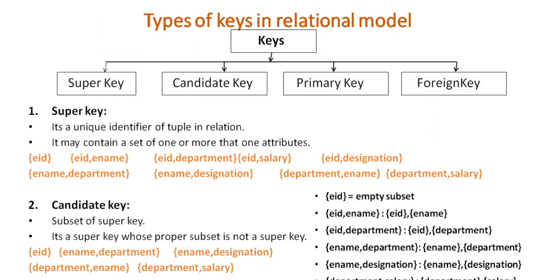Now if you look at the candidate keys in this slide, we need to select a primary key from these candidate keys. So we have a total of 5 candidate keys. Employee ID is a candidate key. Employee name and department, this combination is a candidate key. Employee name and designation, this is a candidate key. Department and employee name is a candidate key. Department and salary, this combination is a candidate key.